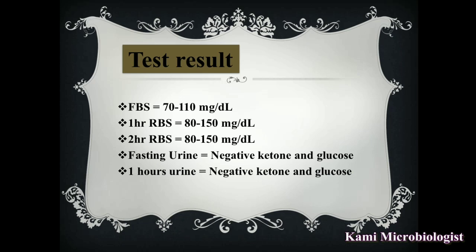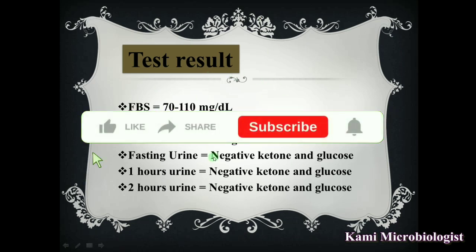And after 1 hour and 2 hours in the urine sample, if you see ketone and glucose are not detected, it means that the patient is non-diabetic. If you see the result like this, it means the patient is not a diabetic patient. If you see changes in this, it means that the patient is diabetic. Okay, this is really important.